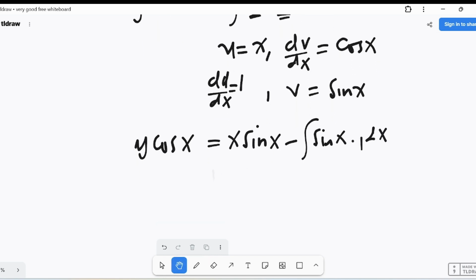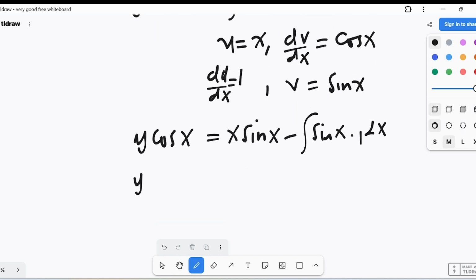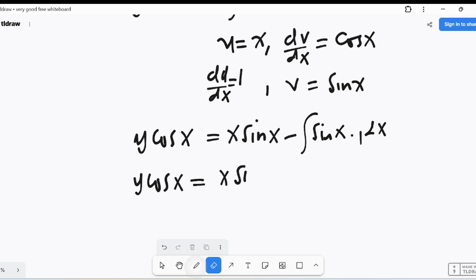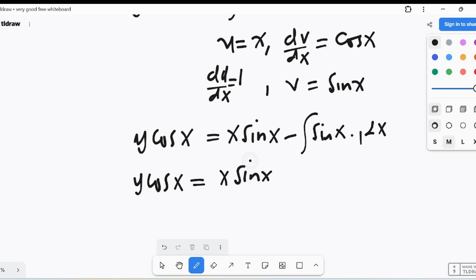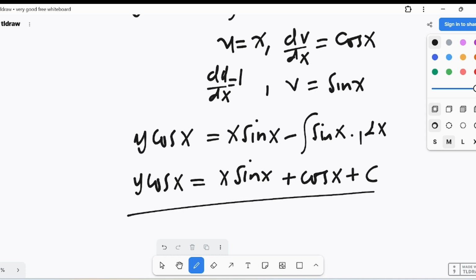So simplifying this, we shall have y cos of x is equal to x sine x, minus, so plus cos x plus c. As simple as this. So that is the solution.